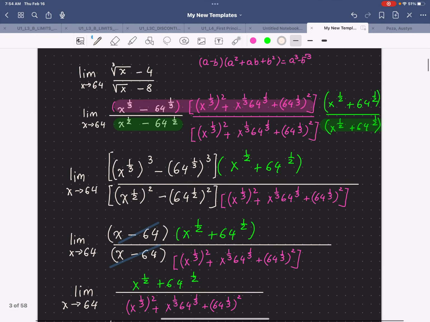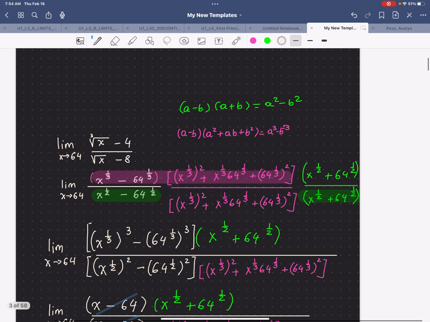So I hope this made sense, and I hope this helps you solve other limits that involve radicals of higher index or of a different index.